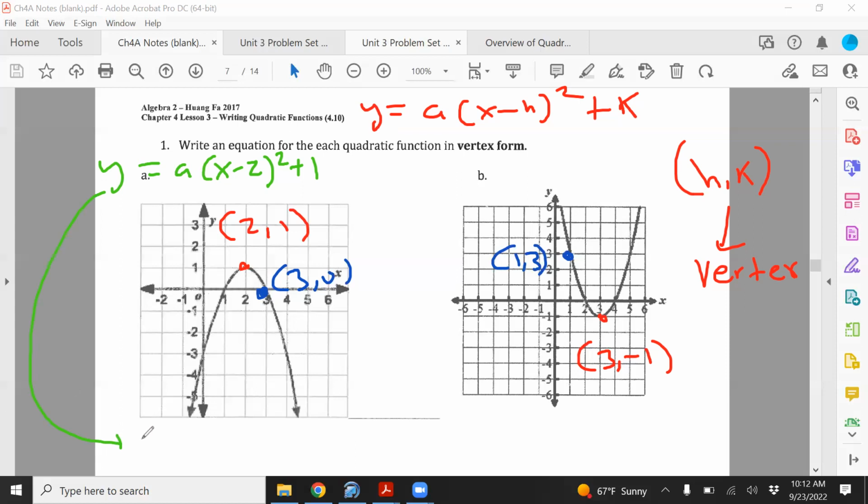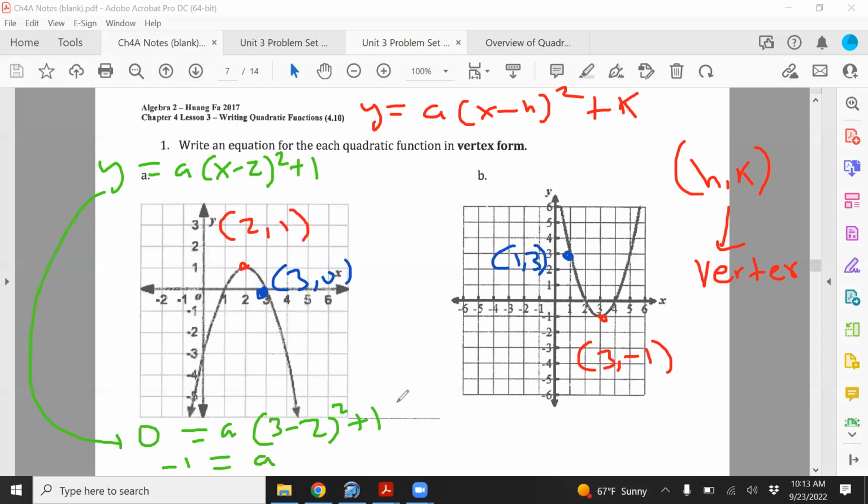So I'm going to plug in 0 for y and 3 for x and solve for a. If you solve for a, what do you think you get? -1. Thank you, Hugo. Perfect. Yeah, totally -1 because PEMDAS, right? 3 minus 2 is 1, 1 squared is 1. That's a positive 1. Move that positive 1 to that side. Divide by 1, you get -1.